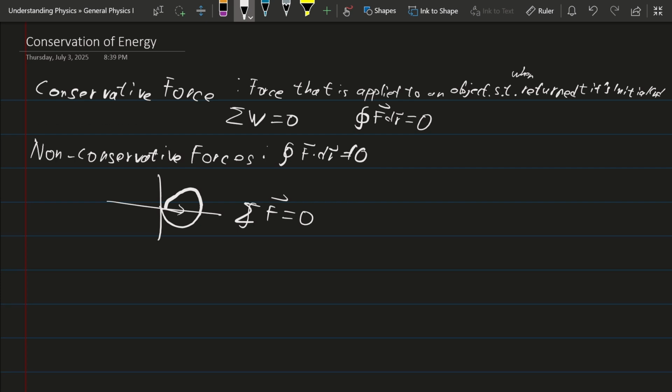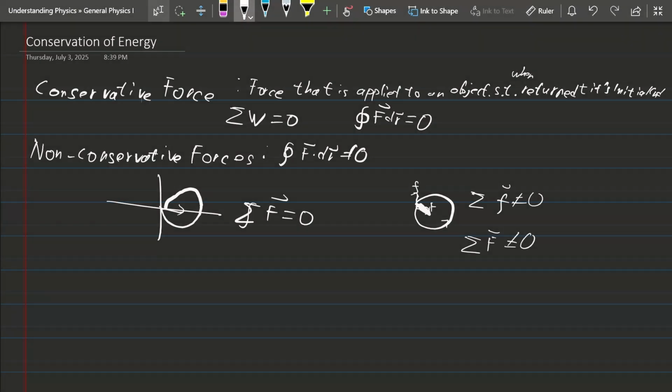Compare that to a non-conservative force. We will do the same circular motion, but this time we also add friction. Say it goes in this direction. That means you need to push the object in this direction, while there's a friction going the other way, so you need to push it a little bit to the side like this. The sum of the friction will not equal 0, and therefore your force as well will not be 0.